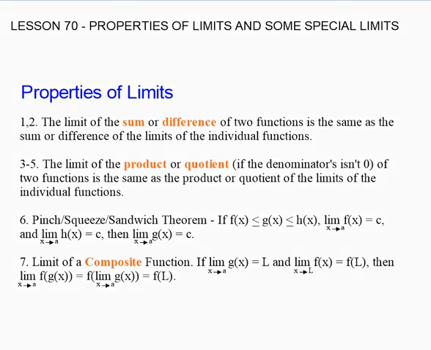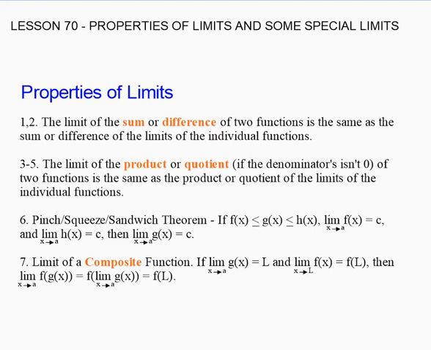Lesson 70, properties of limits and some special limits. We're going to run through these first several limit properties pretty quickly because we've used them before and are familiar with them. And then we'll take a look at the sixth and seventh one and talk through them a little bit. Then we'll do some examples and talk about these special limits that are mentioned in the title. So properties of limits, 1 and 2.